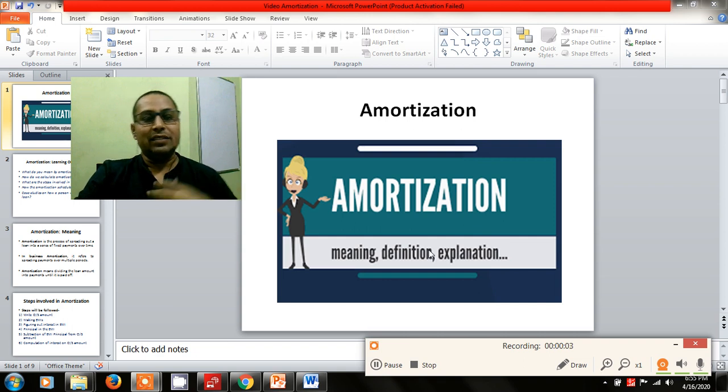Good morning, friends. Today we'll discuss amortization. This basically is part of finance, and it is put in the first unit of corporate financial management by AKTU, as per AKTU's levels for the MBA first year, second semester.